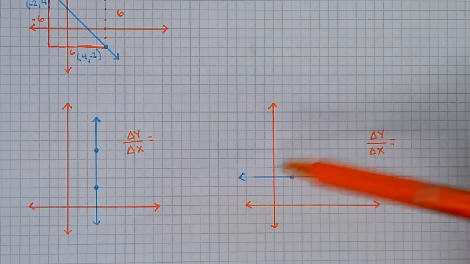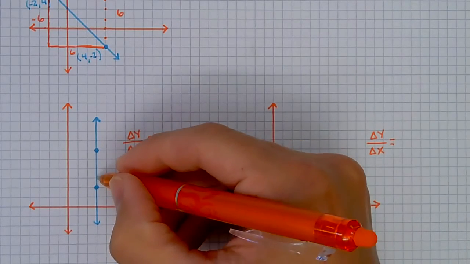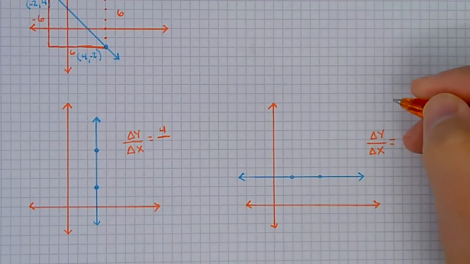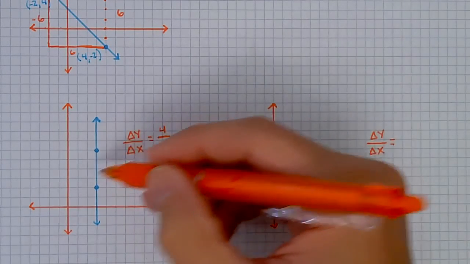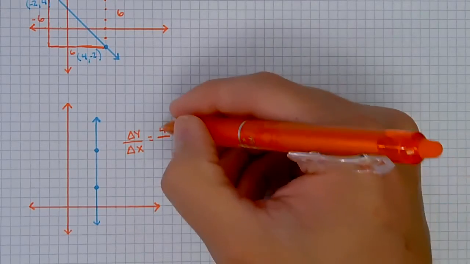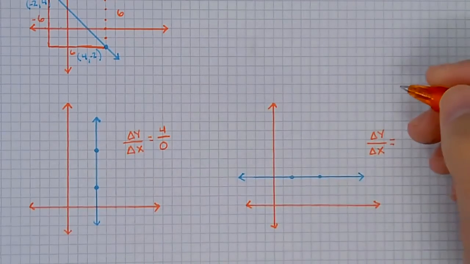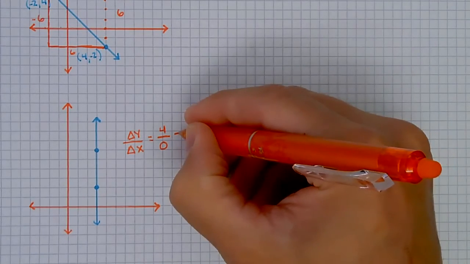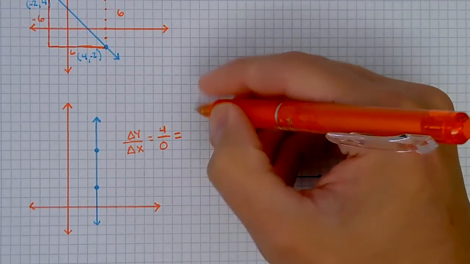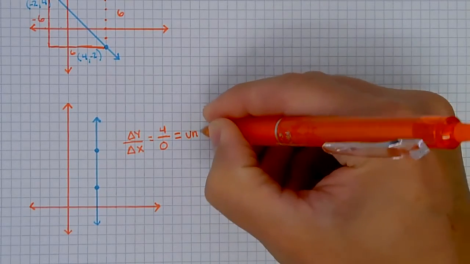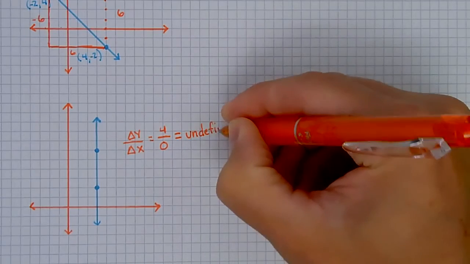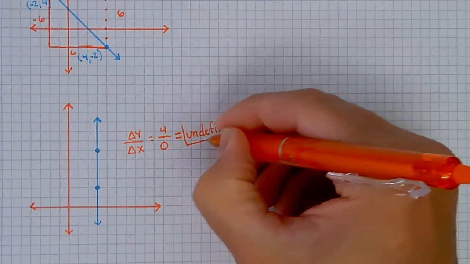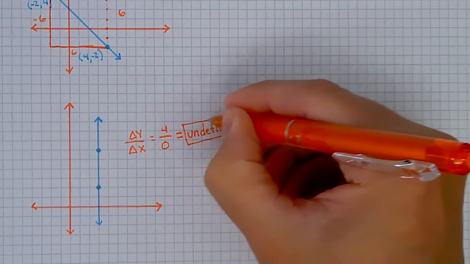Okay, so on the first one here, my change in y values, even if I just use these 2 points, I go up 1, 2, 3, 4. My change in x values, did they change at all? They did not. So I get a 0. Can you divide by 0? You cannot. So what we state here is that this is undefined, because you cannot divide by 0. So anytime you have a vertical line like this, the slope is undefined.